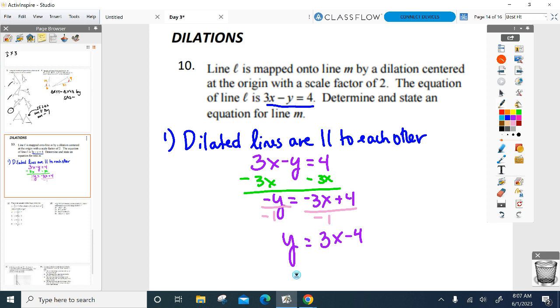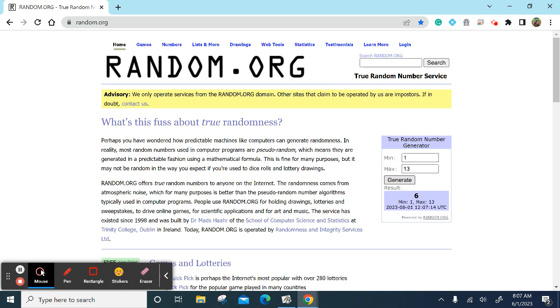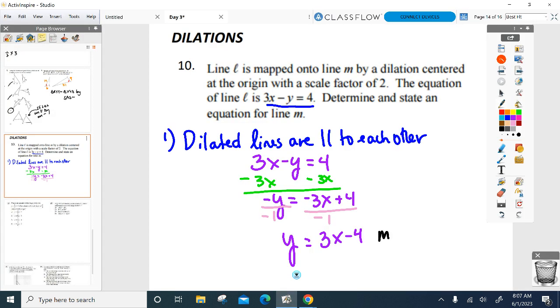So what's the slope of this line then? 3. Yep. So the slope of my dilated line will be 3. Only thing I'm missing, what's the y-intercept? And this becomes pretty easy now. Make sure you circle this part right here, or underline it. Centered at the origin. All right? That's huge, because if anything is centered at the origin, you can multiply by your scale factor. Only if it's centered at the origin, though, which usually most of them are.